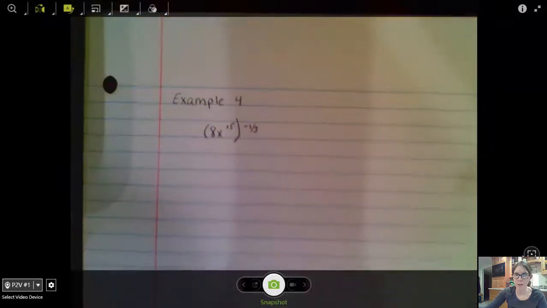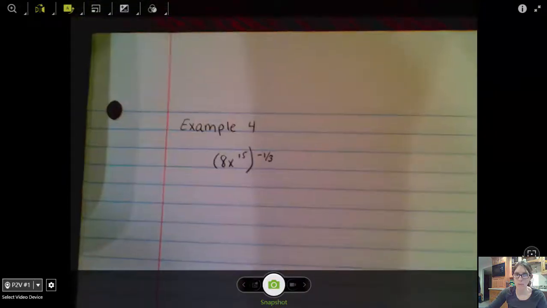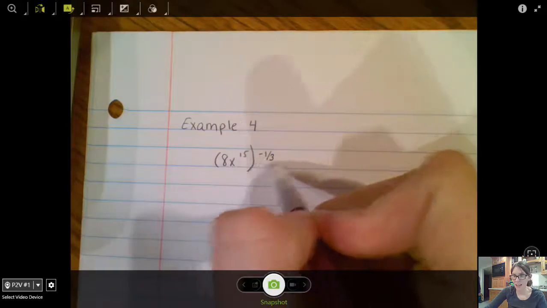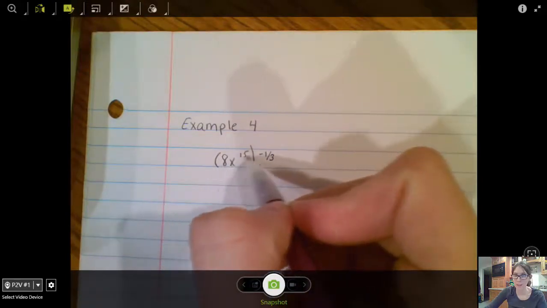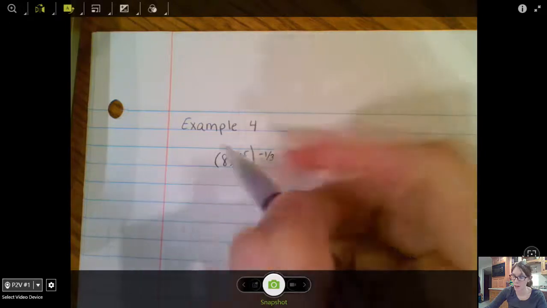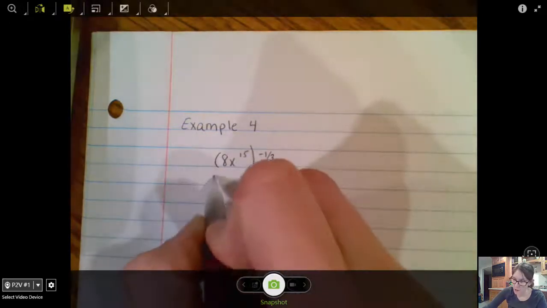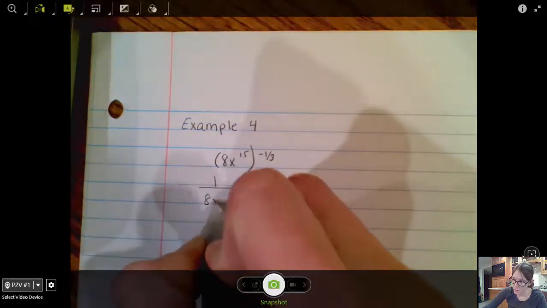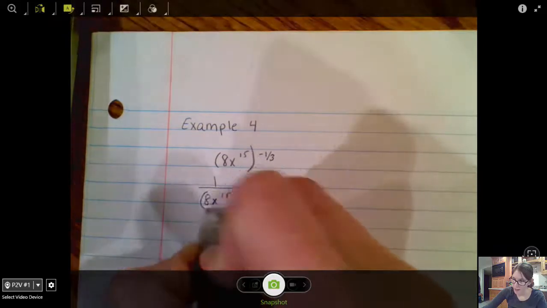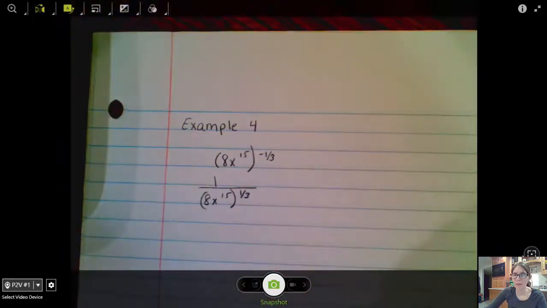Okay, the first thing I notice is that I have a negative exponent. And since I have a negative exponent here, and the rest of this is all positive, we don't have any negative exponents inside here, I'm going to start off knowing that my negative exponent is going to do something with the reciprocal. Then I have 8x to the 15th, all to the positive 1/3 power in the denominator.